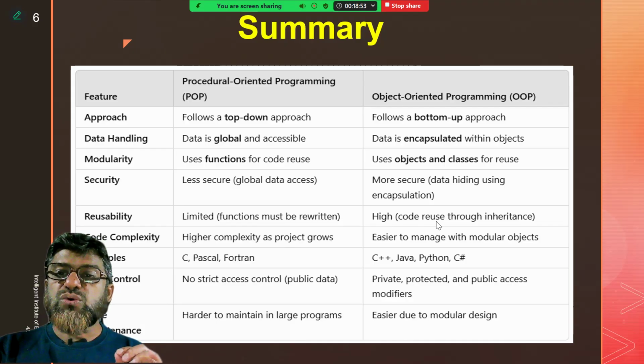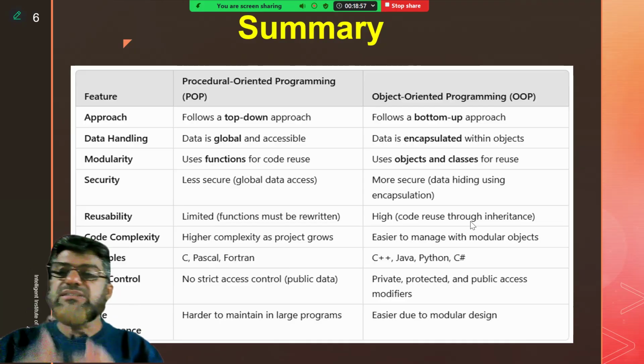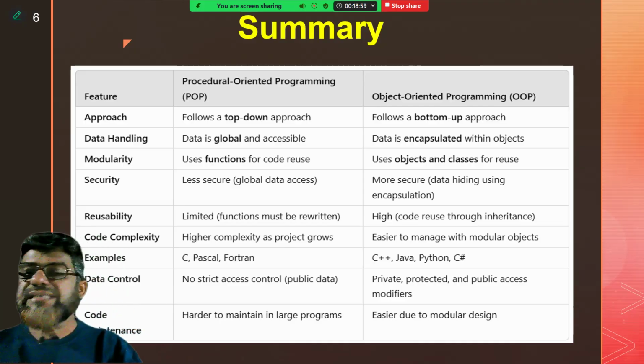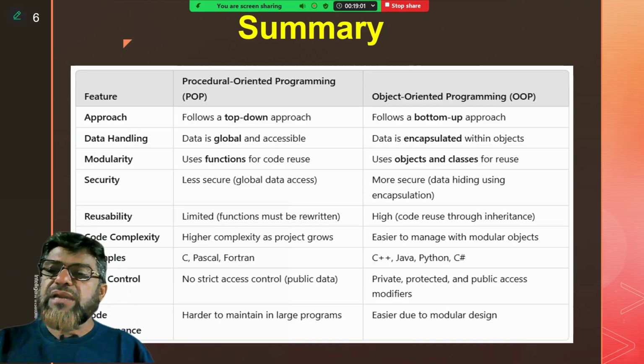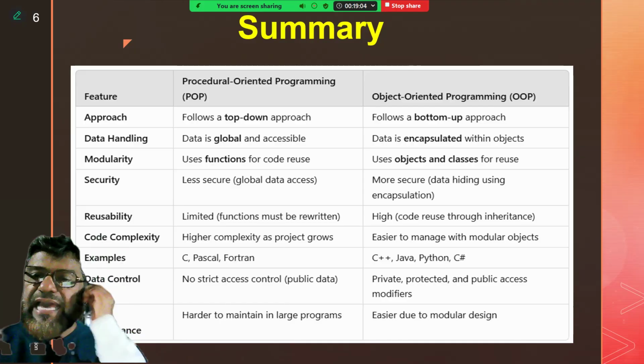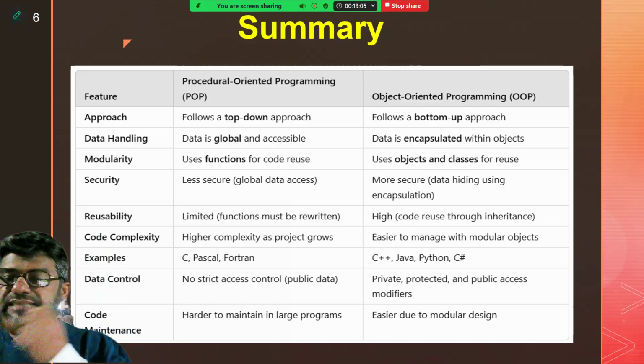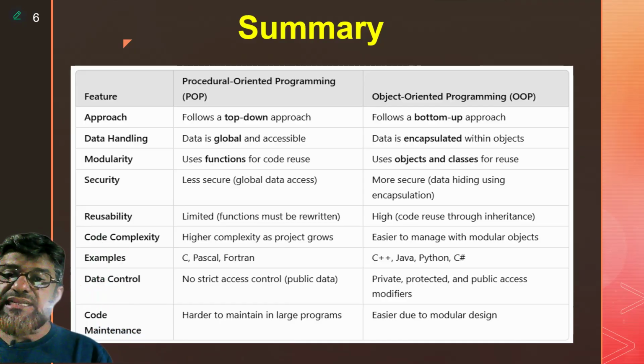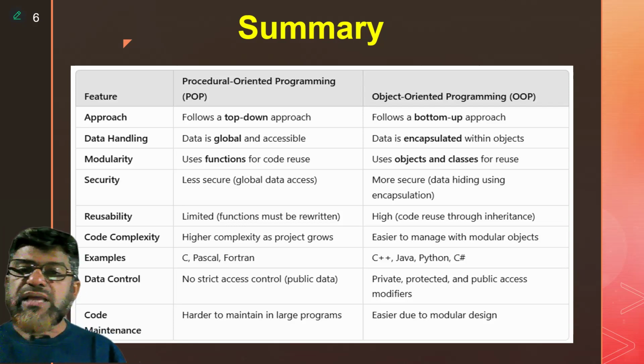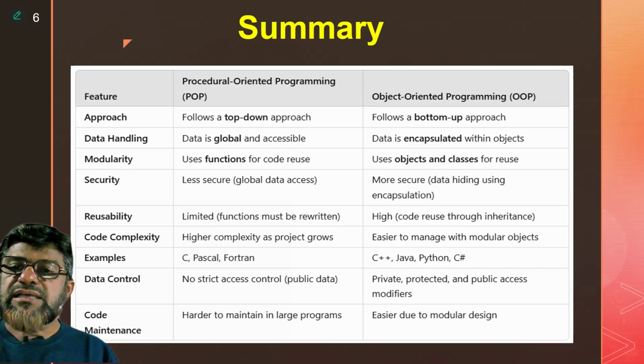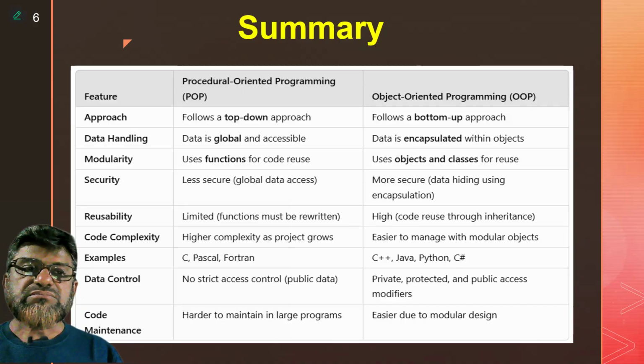So high code reuse is achieved through inheritance. Whatever data we have in a main class, which is called a parent class, we can access as per our requirement, whenever required, in the child class. Is that clear? So basically in OOP we get a high level of reuse with the help of the concept called inheritance.